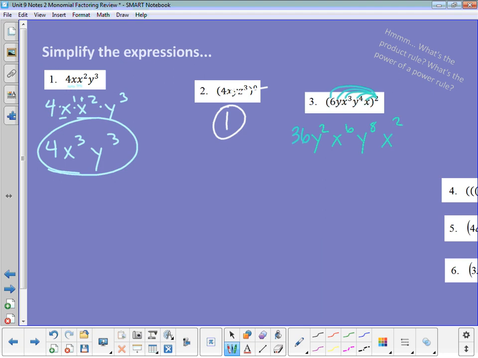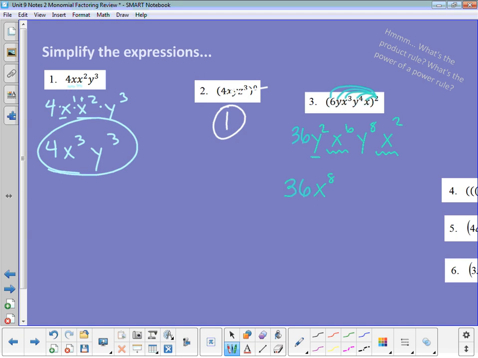Now I have to check if there's any more simplifying. I can put my like bases together. So I have x to the sixth and x to the second. That's 36x to the 8. Remember, when we multiply those, we add them. Multiply the bases, we add the exponents.